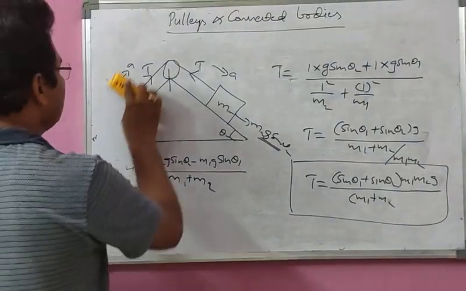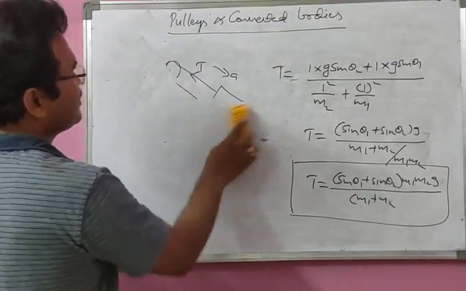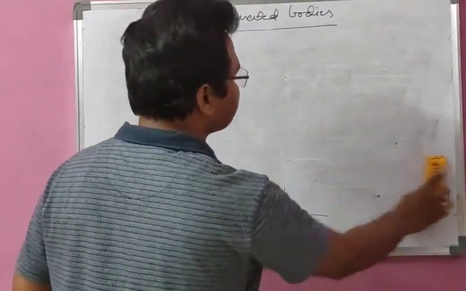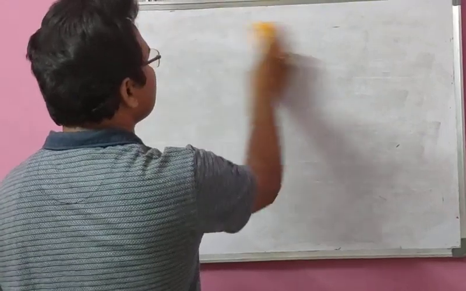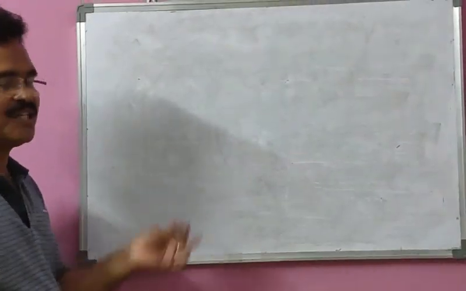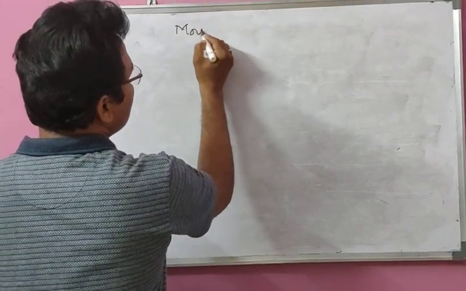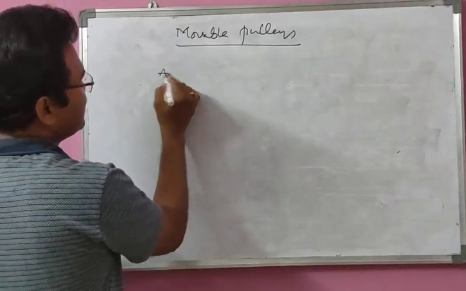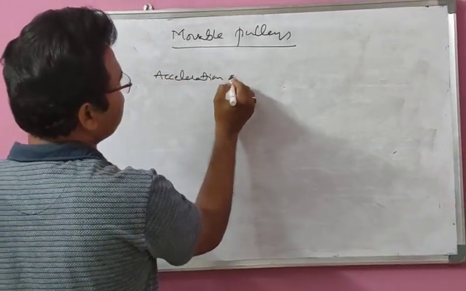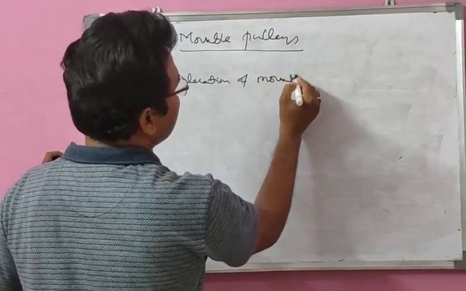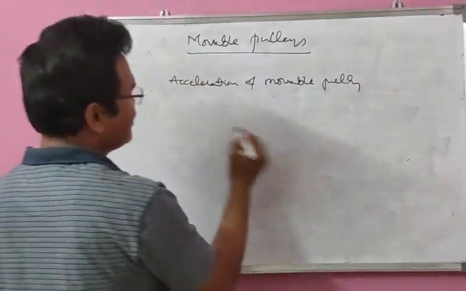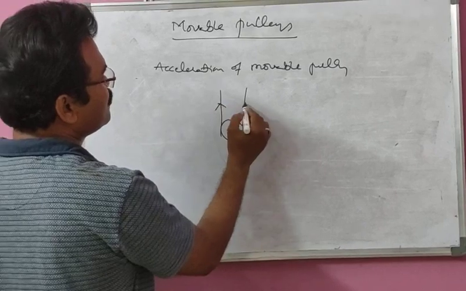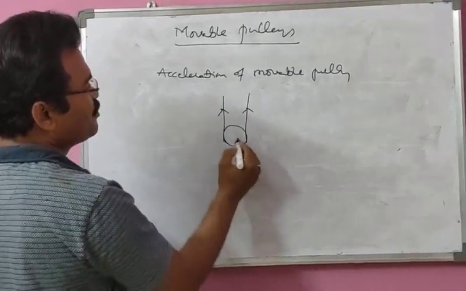In the case of movable pulleys, the problem students generally face is how to find the acceleration of the pulley. So in movable pulleys, you have to keep in mind the acceleration of the movable pulley. For example, a pulley is like this. So it has two tensions here. It's a movable pulley. So what is its acceleration?